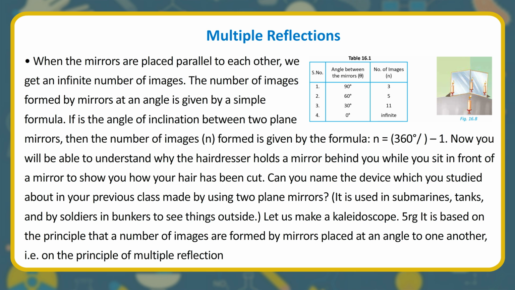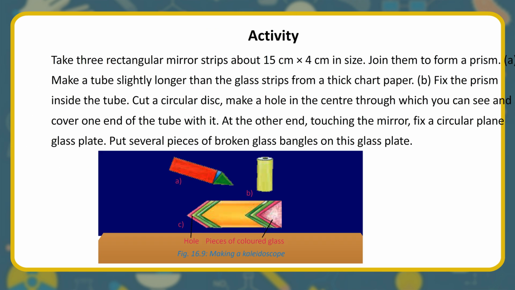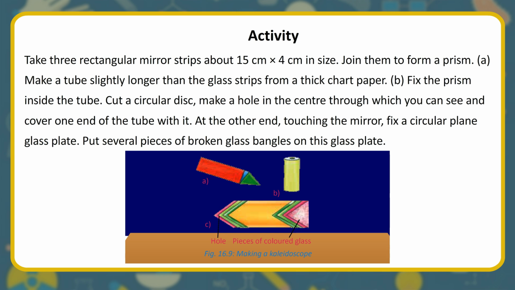Let us make a kaleidoscope. It is based on the principle that a number of images are formed by mirrors placed at an angle to one another, i.e. on the principle of multiple reflection. Activity. Take 3 rectangular mirror strips about 15 cm by 4 cm in size. Join them to form a prism. Make a tube slightly longer than the mirror strips from thick chart paper. Fix the prism inside the tube.